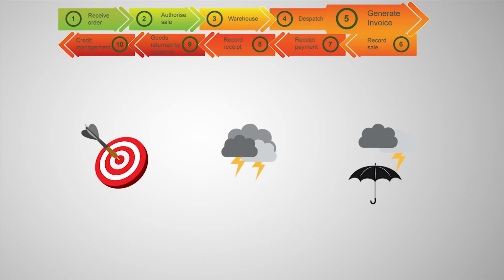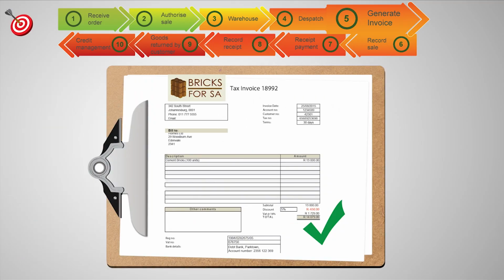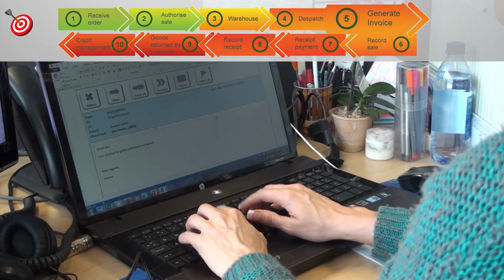Let's firstly look at examples of objectives. Examples of objectives include to ensure that all invoices are accurately prepared based on the most updated price list and that it reflects all goods that were dispatched to the customer, and to notify the customer as soon as possible of amounts payable for goods supplied.